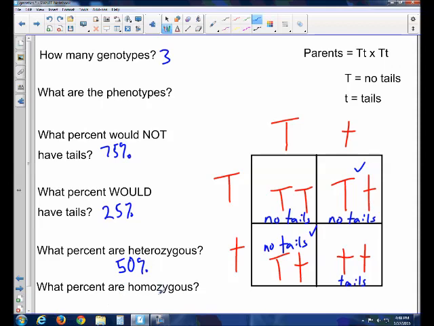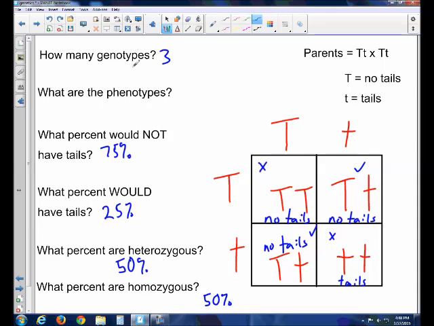And then the last one, homozygous. Homozygous means the 2 letters are the same, or it means they have the same form of the gene. Got it from both parents. But like I said, the simplest way to think about it is they're either both capital or both lowercase. That would be this one, because it has 2 capital letters, and this one, 2 lowercase. Again, that's 2 out of the 4, which we like to call 50%.